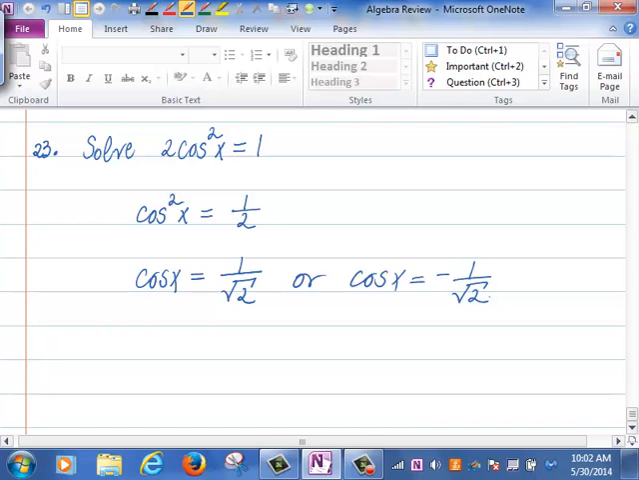This is what you obtain by taking the square root. If the square of a number is half, then that number has to be plus or minus root of half, right? Now I'm going to rewrite this as root 2 over 2, right? Or cosine x is negative root 2 over 2.